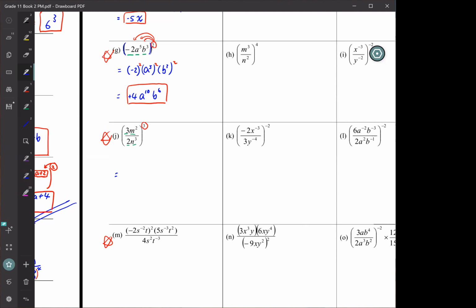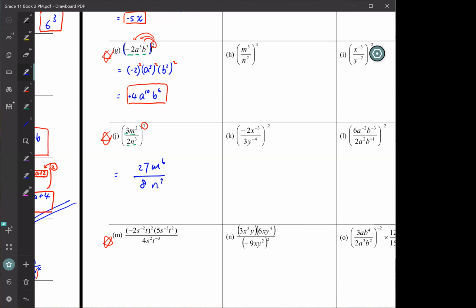Okay, Harry, what's your answer? 20 t to the power of 7. Oh, no, question J, my bad. 27 m to the power of 6 over 8 n to the power of 9. Yeah, it's n to the 9. Okay, so exponent you multiply. Do not add them up when they're next to each other.